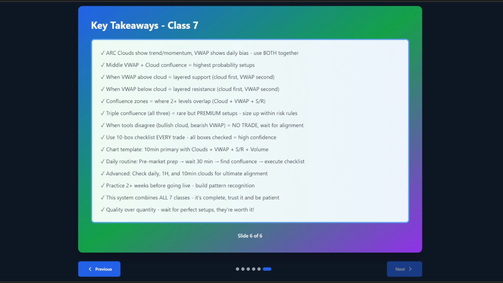Very quick class, guys. Very simple. You're just waiting the 30 minutes, waiting for price to come back to the cloud, and seeing if the volume is confirming the test trend. Very simple and very repeatable. Once you understand it, it's kind of hard to forget it and hard to ignore it.